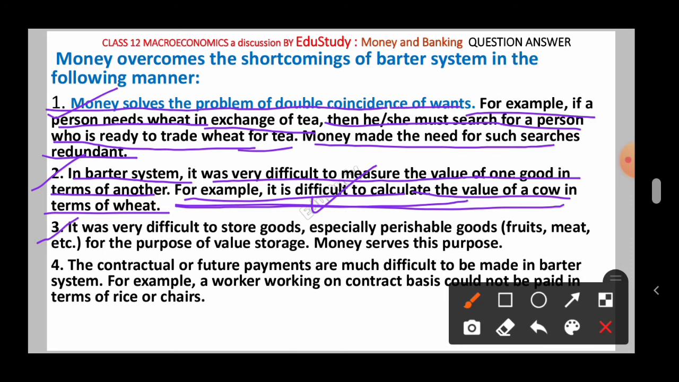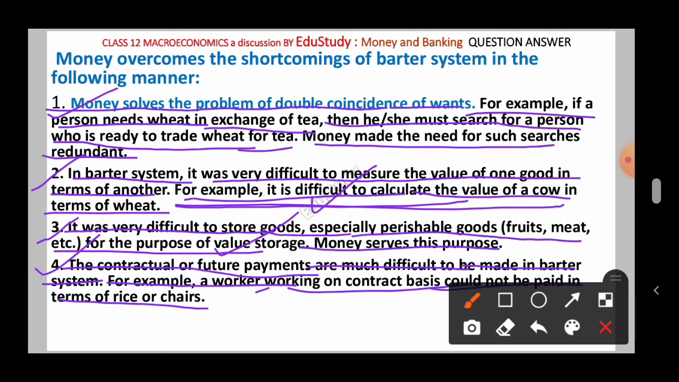Third, it is very difficult to store goods, especially perishable goods, fruits, meat, for the purpose of value storage. Money serves this purpose. That means money also overcomes this problem of storage of goods or services or wealth. Next, the fourth one: contractual or future payments are much more difficult to make in barter system. For example, a worker working on contract basis could not be paid in terms of rice or shares. So this problem was also overcome by money. So these are the shortcomings of a barter system which are overcome by money.